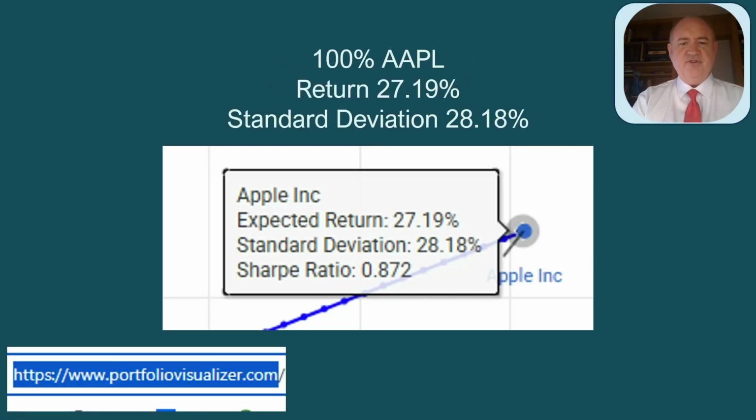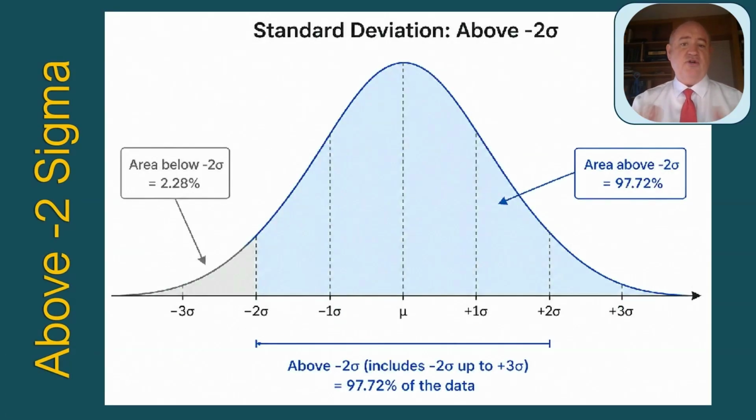On the previous chart, we saw Apple at the top of the efficient frontier. Apple over the last 10 years returned an average of 27.19% with a standard deviation of 28%. We can plot those returns on a normal distribution, and we can figure out the spread of the returns and get a feel for how much it's going up and down. And that'll give us a feel for the risk.